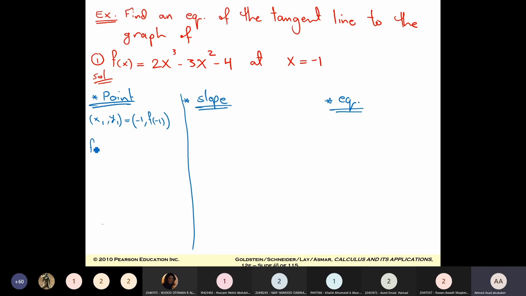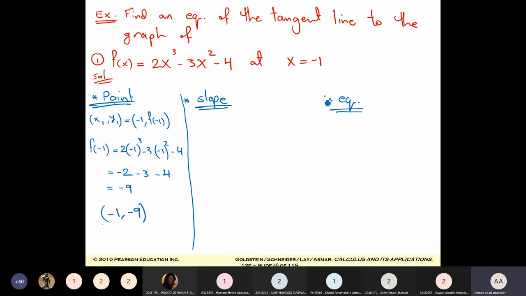Now we need to find f of -1. f of -1 equals 2 multiplied by -1 to the power 3, minus 3 times -1 squared, minus 4. So we need to substitute -1 in f of x. This equals -2, -3, and -4. Okay, so we have -9. So the point equals -1 and -9. This is the point.